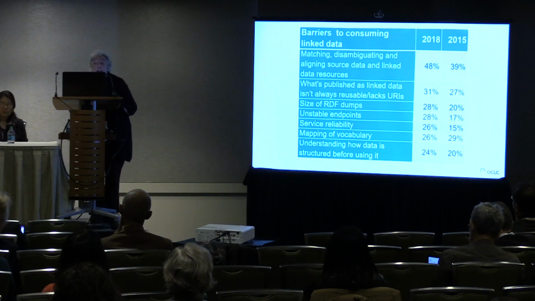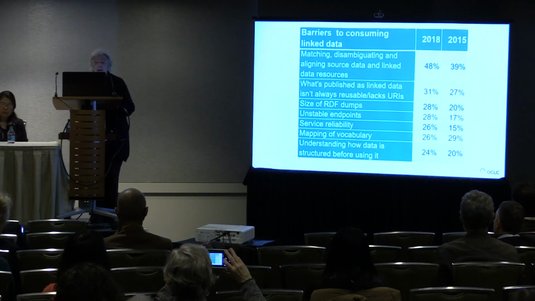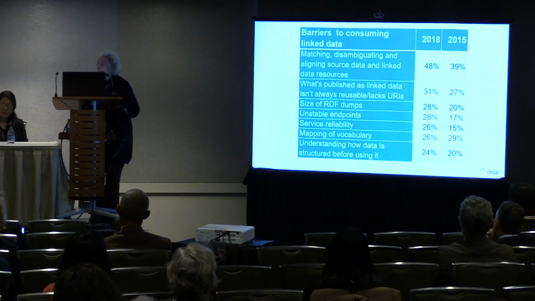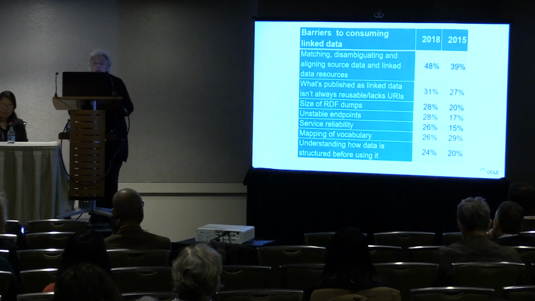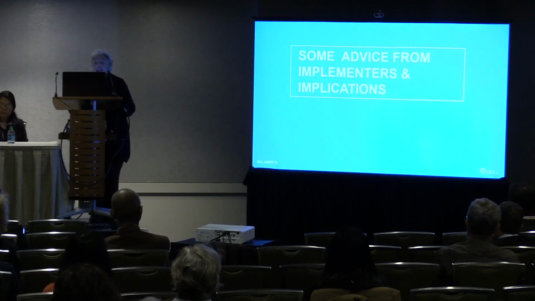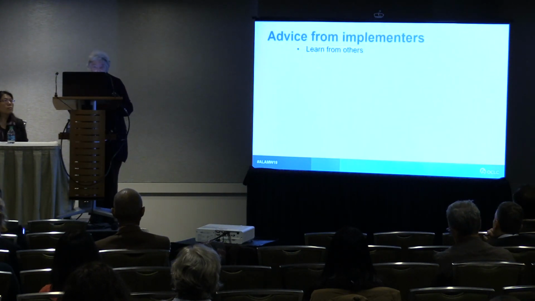Barriers to consuming linked data, well, the primary one, should be no surprise to this audience: matching, disambiguating, and aligning source data and linked data sources, number one barrier. There was also some increase in unstable endpoints and service reliability. So we received some advice from implementers, and I'll also comment on some of the implications.